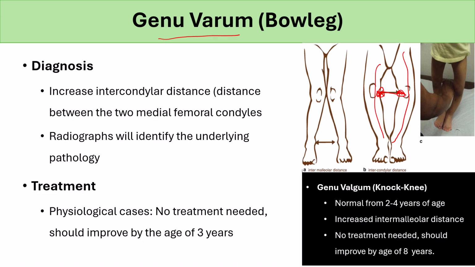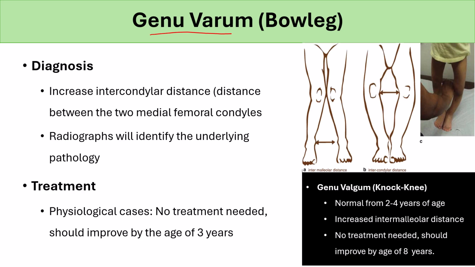Reassure the parents. A radiograph will identify the underlying pathology. If it's rickets, it will show the signs of rickets. If it's Blount disease, it will show the signs of Blount disease. Treatment: physiologic cases, which are less than the size of the fist of the examiner, require only reassurance. No treatment is needed, and this should improve by 3 years of age.